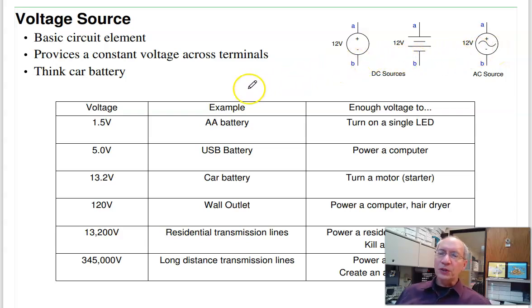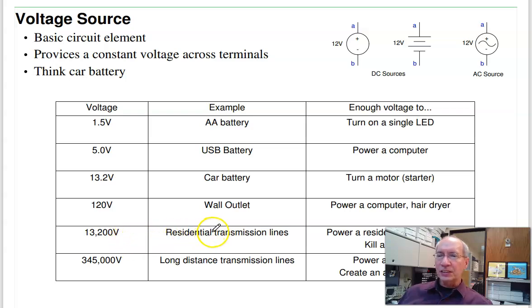So for a voltage source, there's a couple different voltages. To give an idea what voltage means, 1.5 volts is the voltage across the AA battery. That's enough to turn on a single LED. 5 volts is the USB battery. That's enough voltage for a computer. 13.2 volts is a car battery. That's enough to turn on a motor, a car starter. 120 volts is a wall outlet. That's enough to power a computer, a hairdryer.